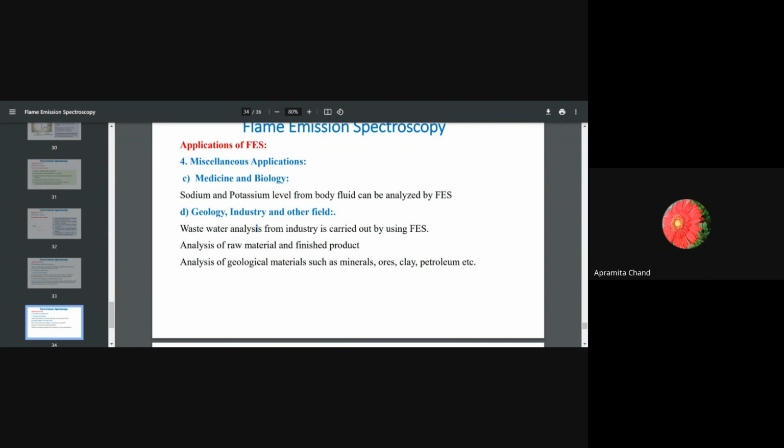And it is also used in a variety of other fields like analysis of geological materials such as minerals, ores, clay, petroleum, and also we can carry out wastewater analysis from industry.